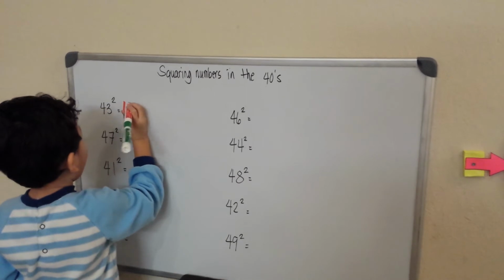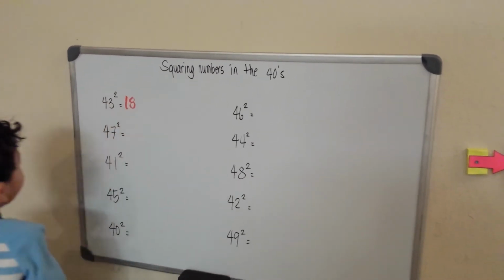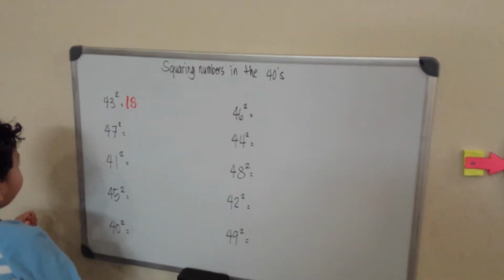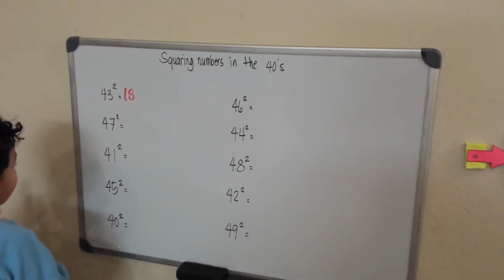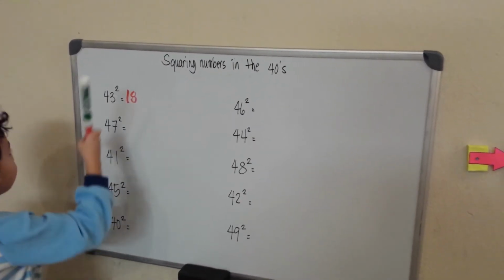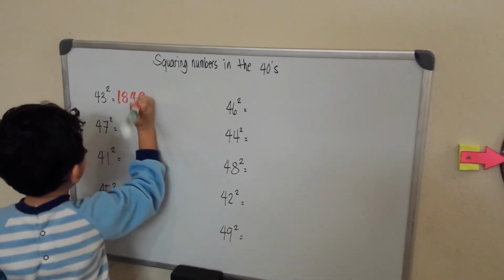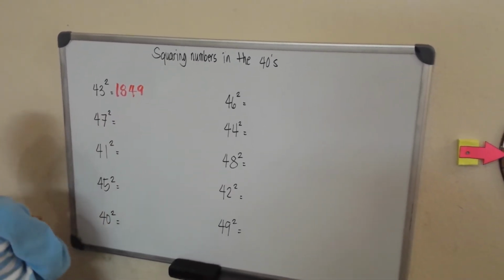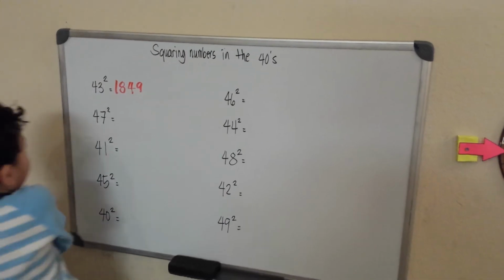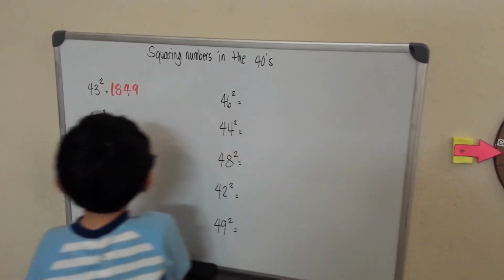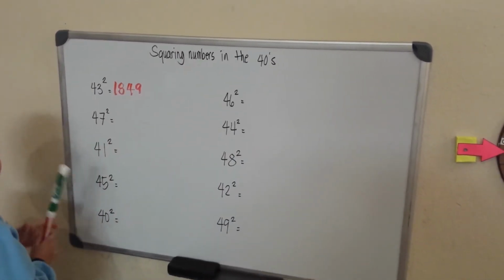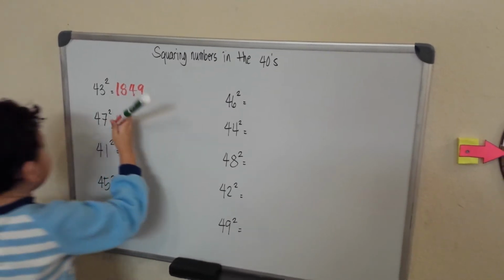18, and how far is 43 from 50? 7. So we square the 7, which is 49. So 43 squared is 1,849.